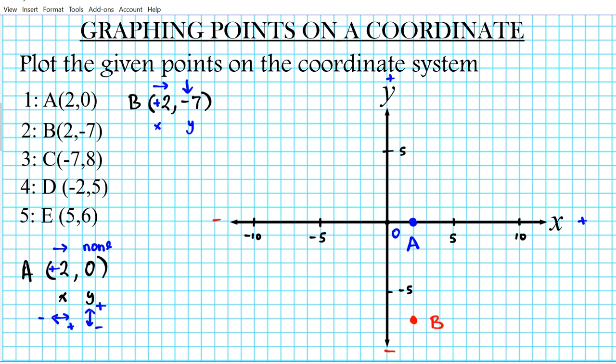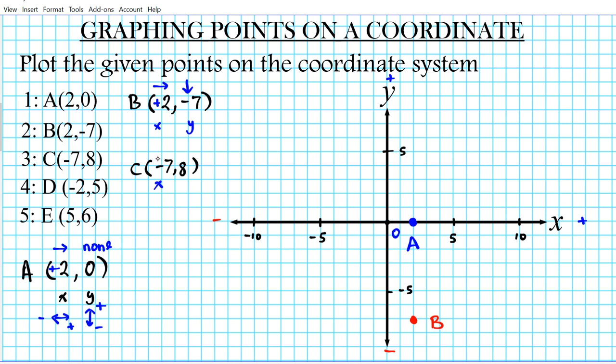All right, let's move it right along. The next one that we need to graph is point C. Point C is -7, 8. Let's bring that a little bit lower. So for point C, it's going to be -7, 8, which means that in the x direction, which is left and right, oh, it's negative this time.